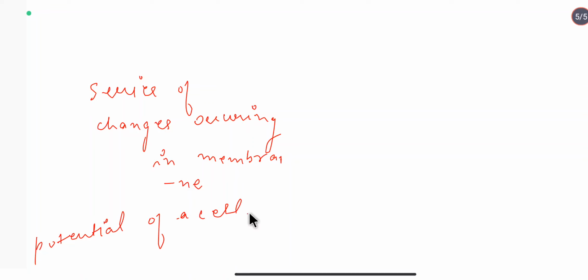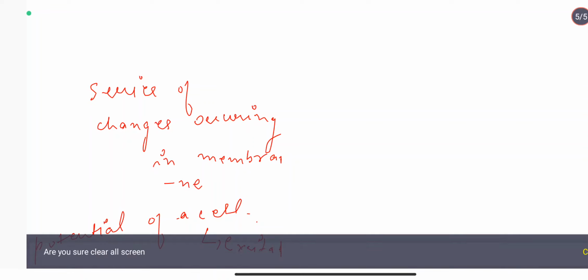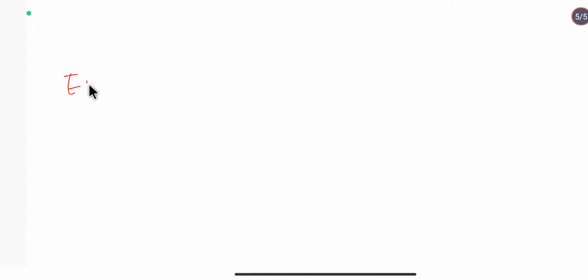Okay, so this is action potential. Now this might be very confusing, and let me make one thing very clear. Of a cell, when I say, I mean an excitable cell. Okay, and what is an excitable cell? Obvious question, what is an excitable cell?